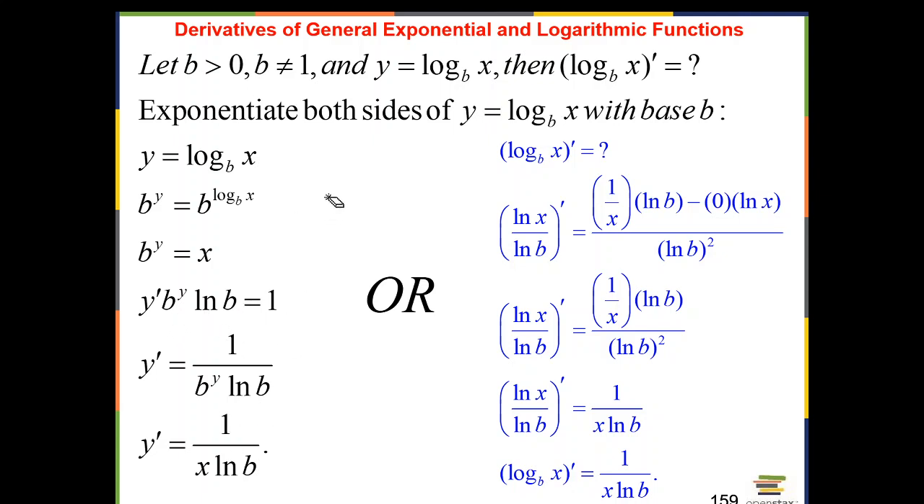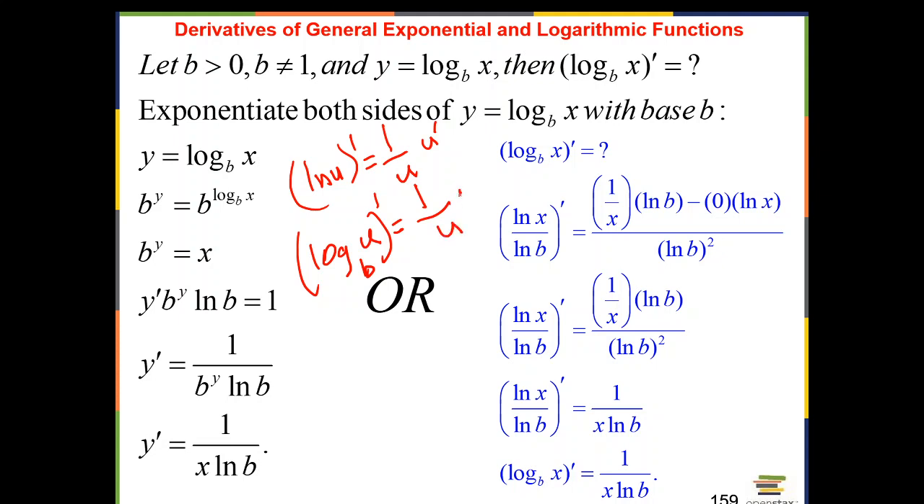So that means the derivative of ln u is 1 over u times u prime. The derivative of log base b of u is still 1 over u, and it's still times u prime, but you have an extra ln b in the denominator, right? See that? That's it. Of course, if this is x, you don't need this, right? Because the derivative of x is 1.